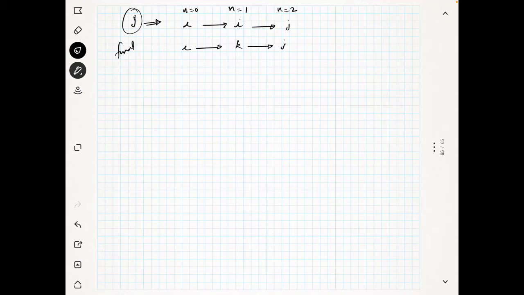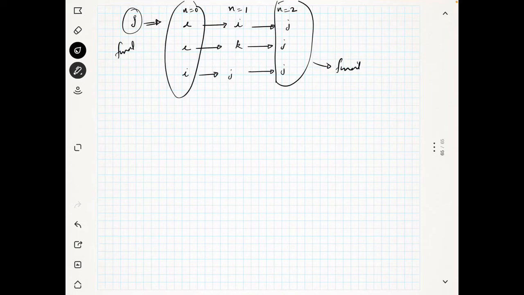So final states, you can see everything is j. Then I was in i, then I moved to j, I stayed there again in j. So these are all my final states. Okay, and these are all my initial states. Okay, in between, you see here, this is in between. So I want to find the transition probability.